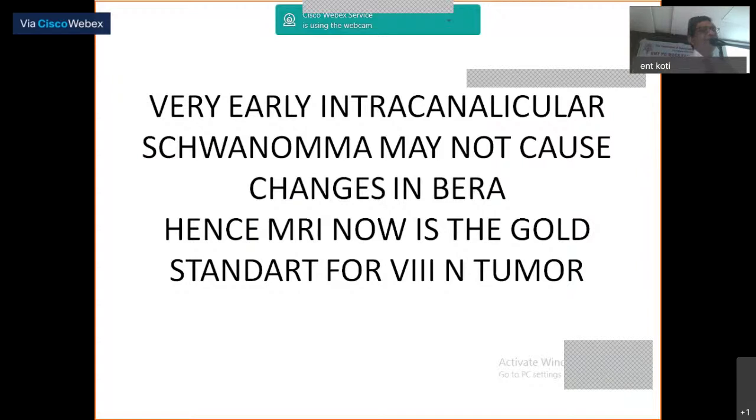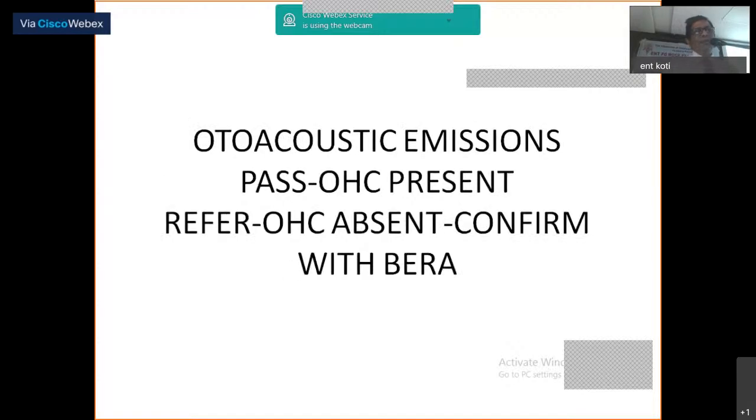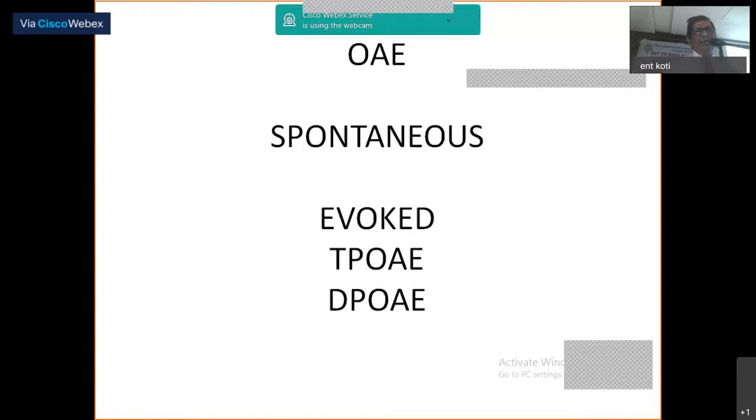You have to remember it. Then otoacoustic emissions, all of you know about this. Absent otoacoustic emissions means there are no outer hair cells. It indicates deafness. You remember this. There can be no otoacoustic emissions, or there can be spontaneous ones. So the result will be pass. Pass means everything is normal. Refer means you have to refer for other tests. So there is spontaneous emission.